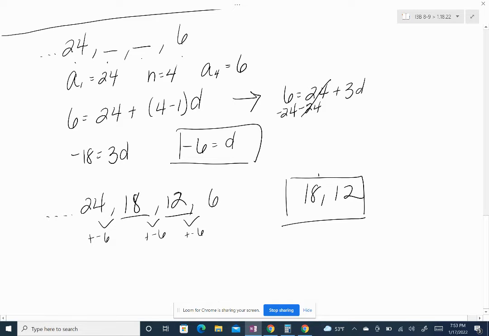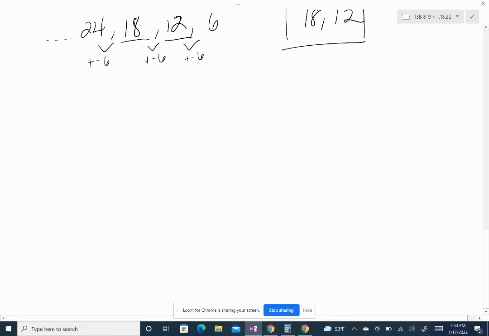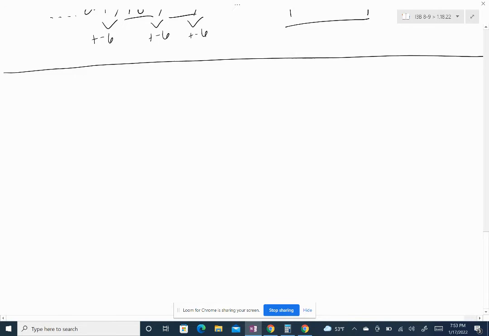All right. Let's go ahead and take a look at if we had 3 missing terms. So let's say we have 6, something, something, something, negative 26, dot dot dot. So this is our first, second, third, fourth, fifth. We have n is equal to 5. Our first term is 6. Our 5th term is negative 26.